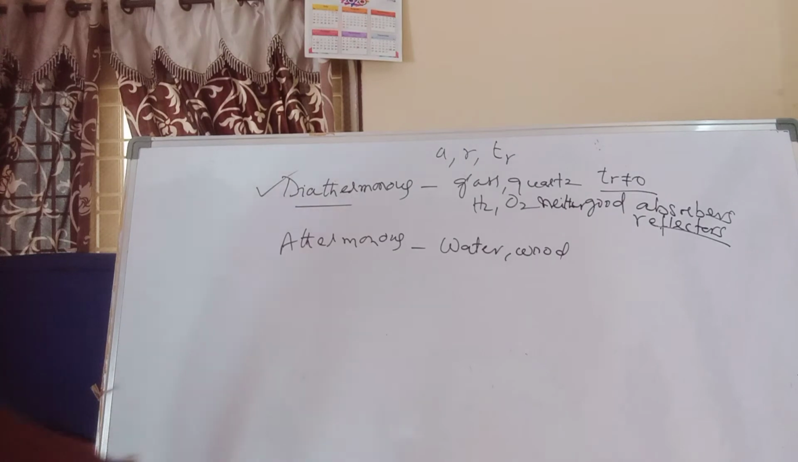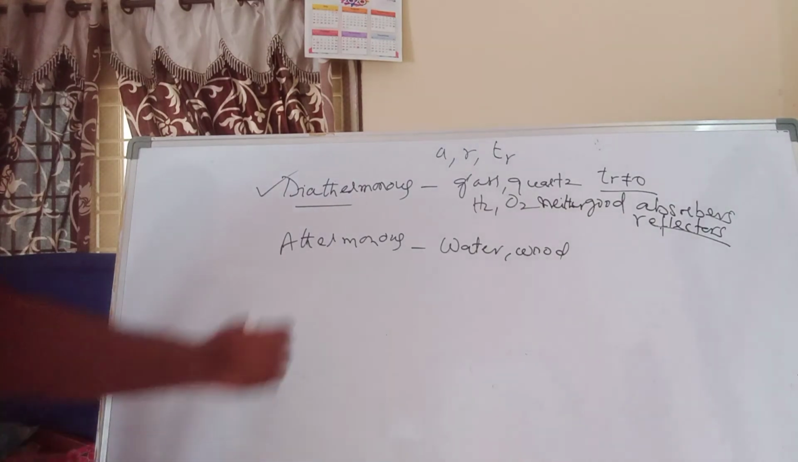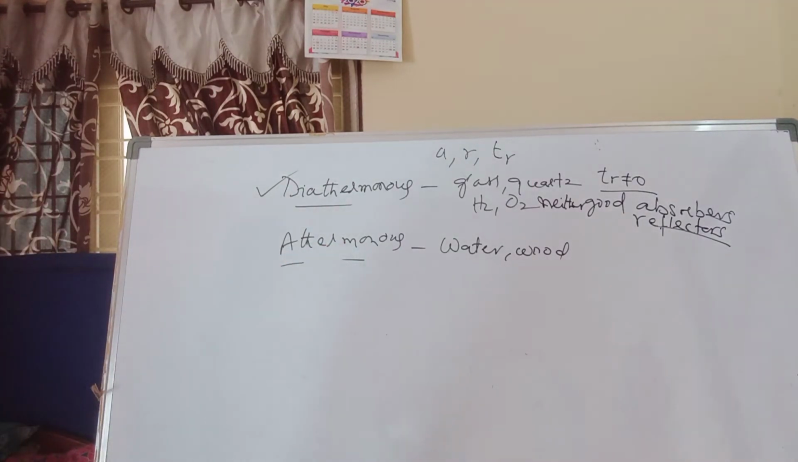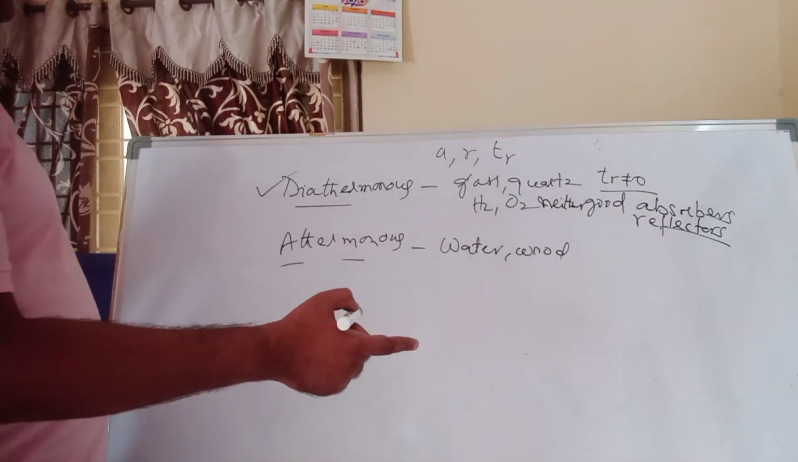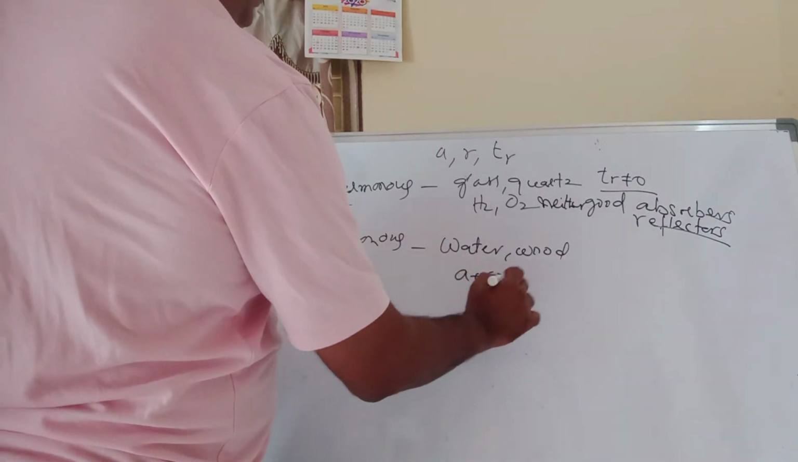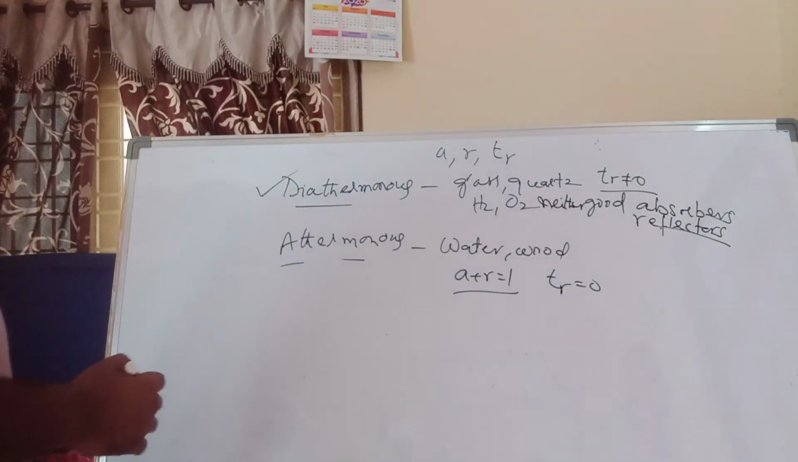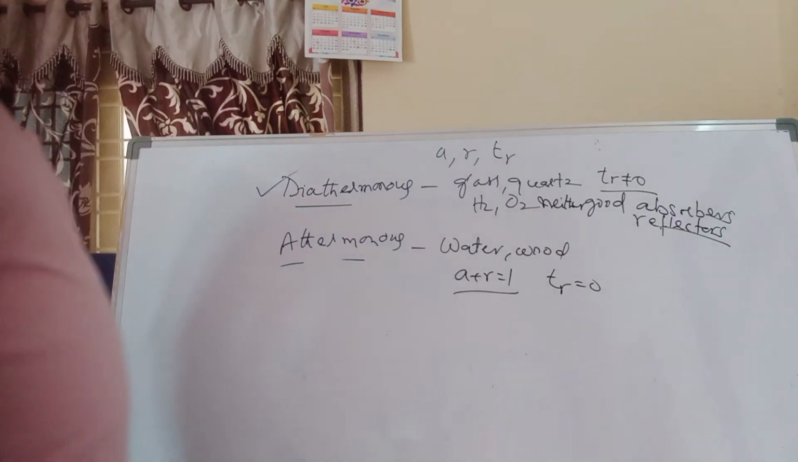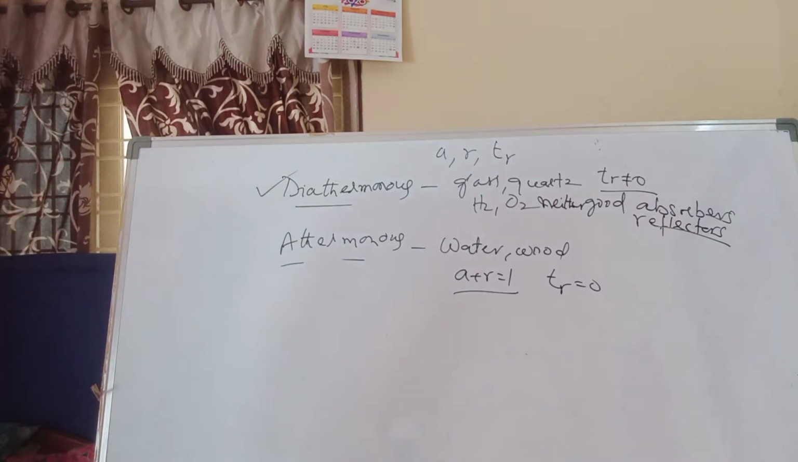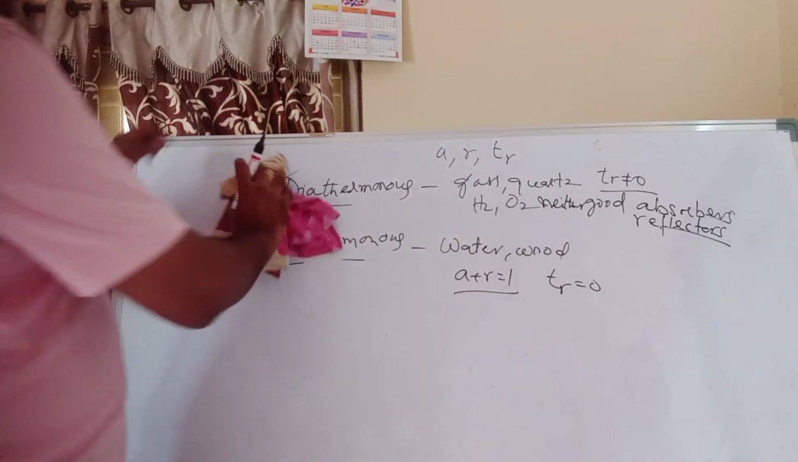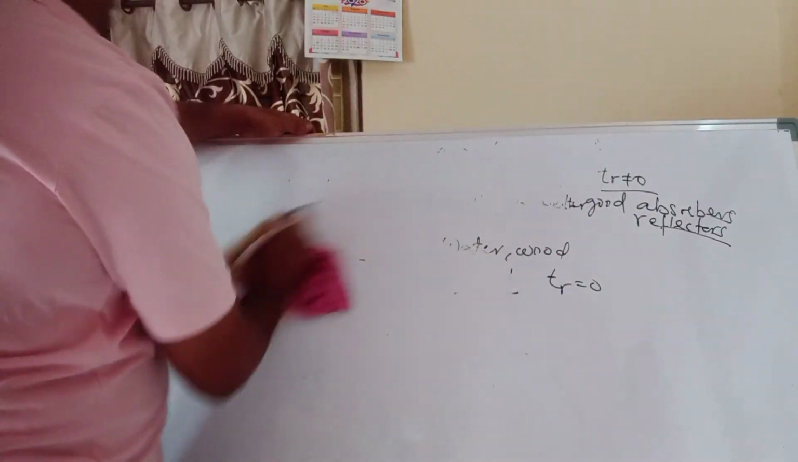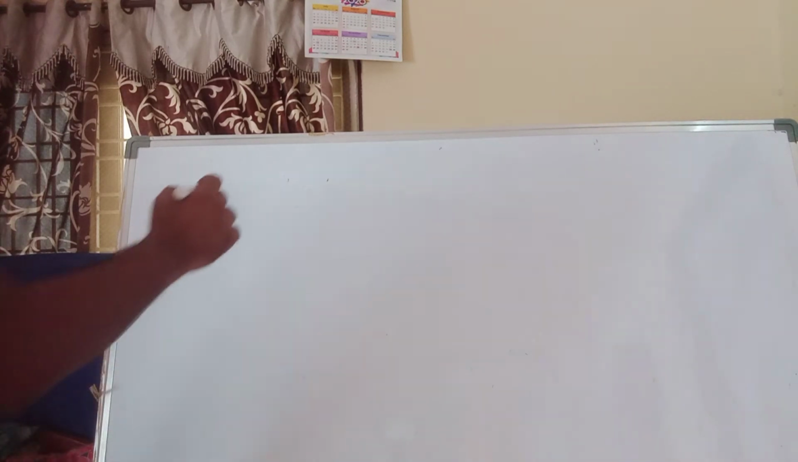Most of the materials we find are basically opaque to radiation. For opaque materials you have the equation A plus R is equal to 1, since Tr is equal to 0. So if A is equal to 1, it is a perfect absorber. If R is equal to 1, it is a perfect reflector. Now, let us talk about the case where A is equal to 1.